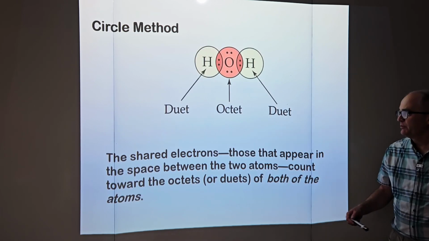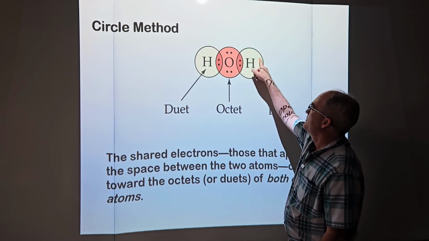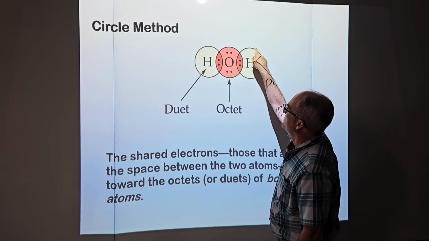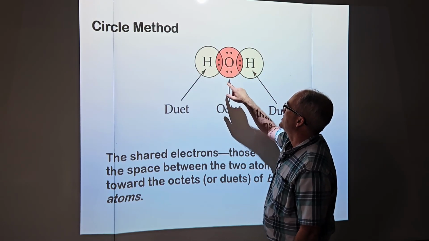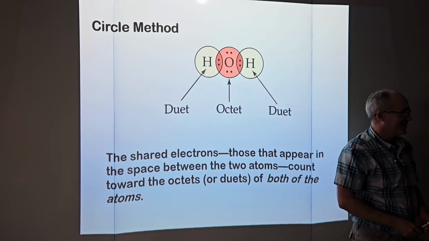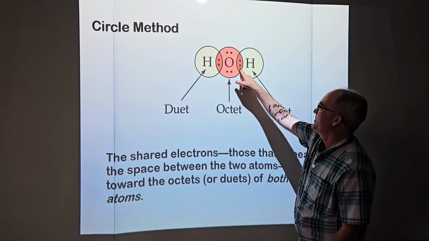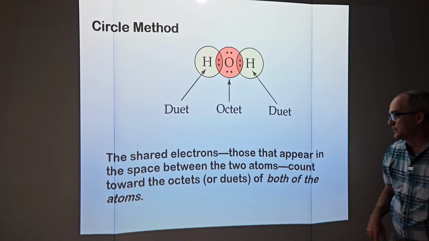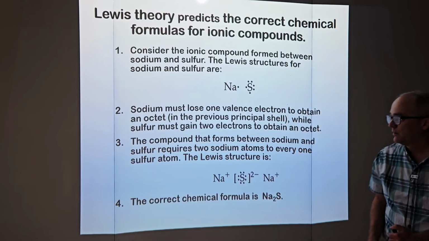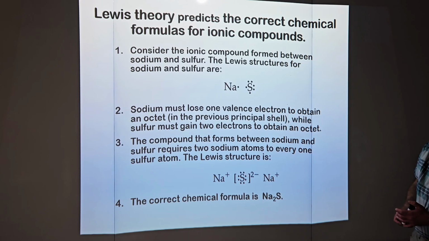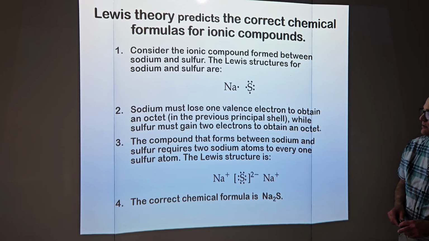And so when you come up with a structure, you sometimes make a circle and you say this hydrogen has 2, this hydrogen has 2, this oxygen has 8. Looks like a silly Venn diagram, doesn't it? So what they have in common is the covalent bond. The shared electrons, those that appear in the space between the two atoms, count towards the octet. Everything is satisfied here. All right, Lewis theory predicts the correct chemical formulas for ionic compounds.